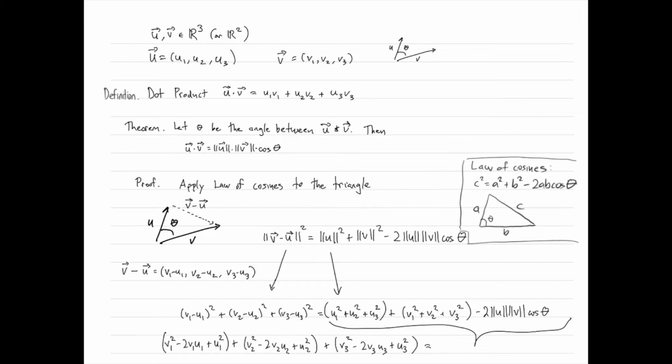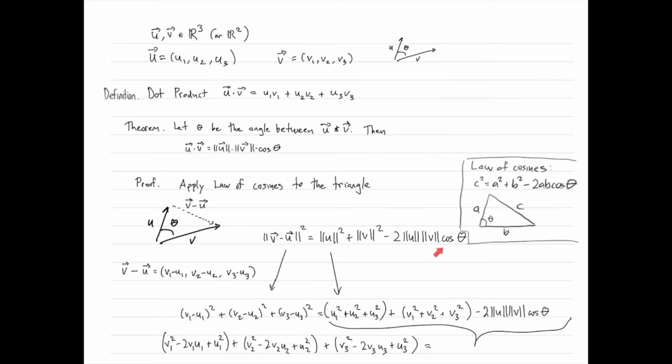Okay, so here let's apply the law of cosines to the triangle formed by the two vectors and the vector v minus u, which goes this way. Okay, so our c is equal to this vector, and the norm, or the length of that vector squared, is what c squared is. Then c squared is the norm of u squared plus the norm of v squared, and then the 2ab term times the cosine theta is equal to this.